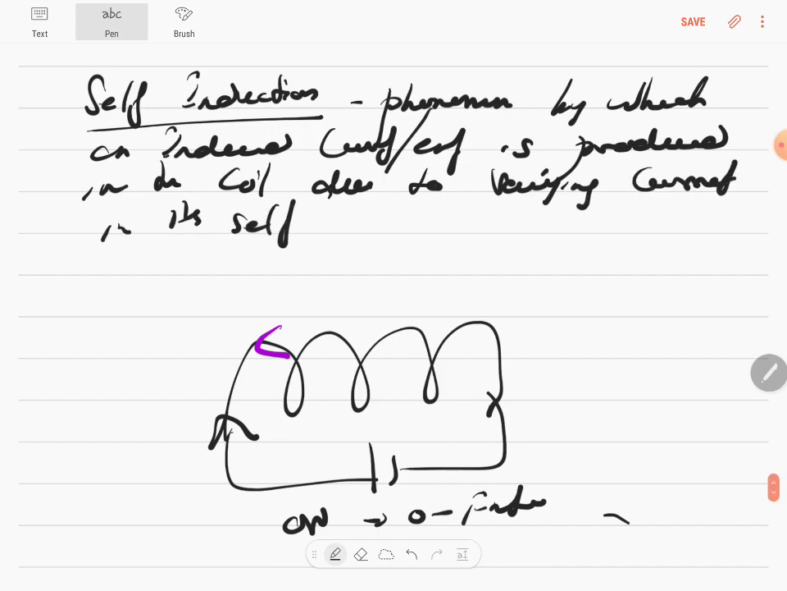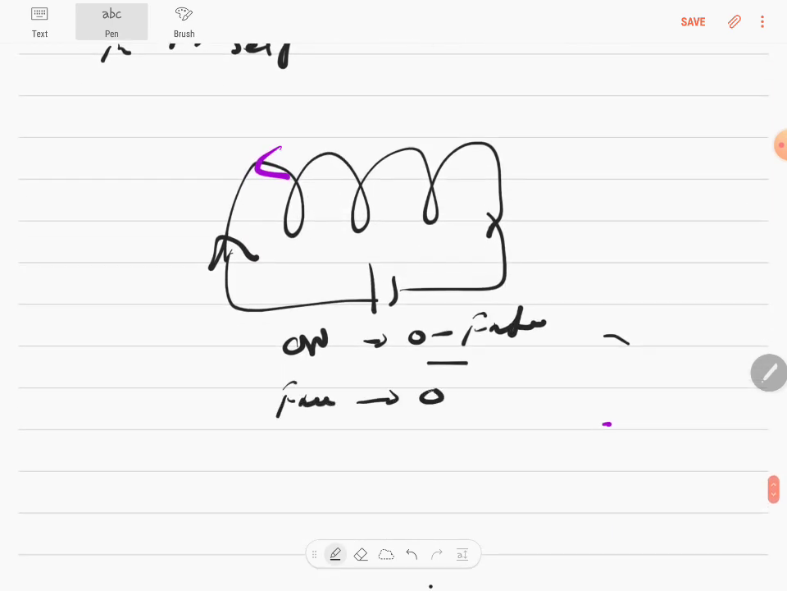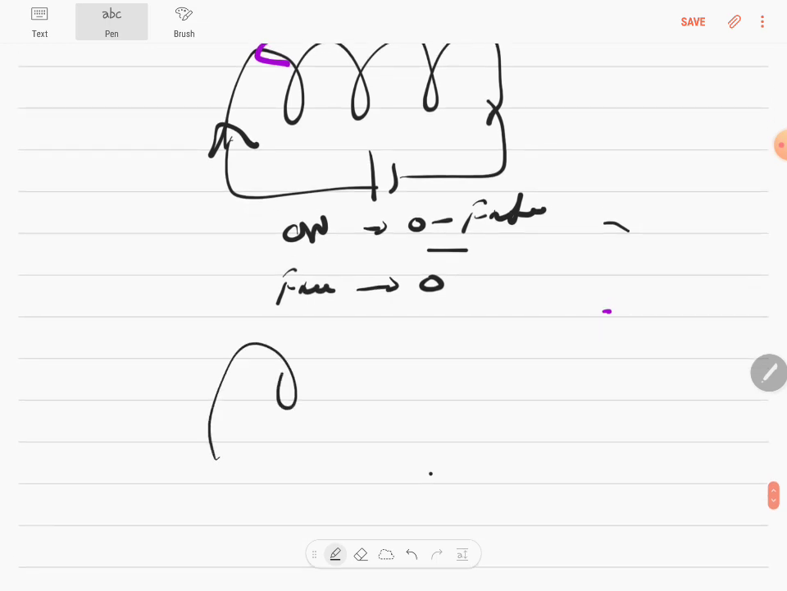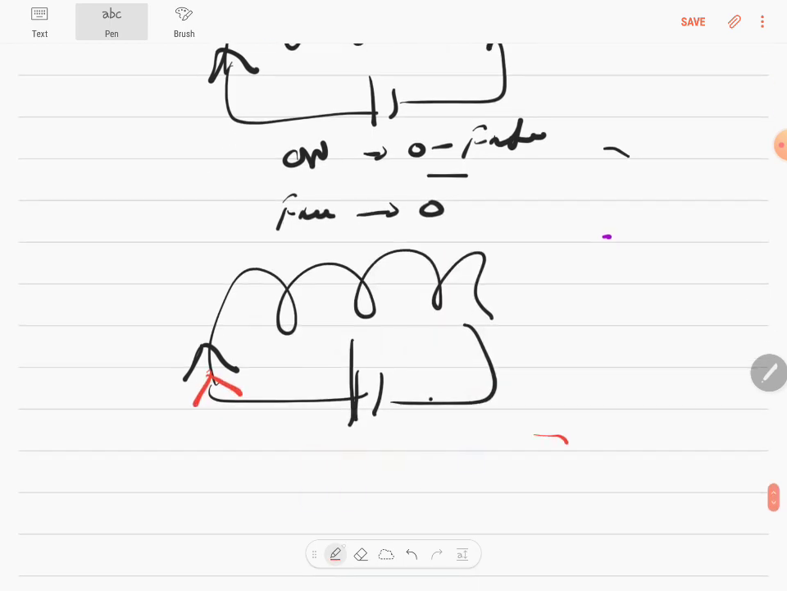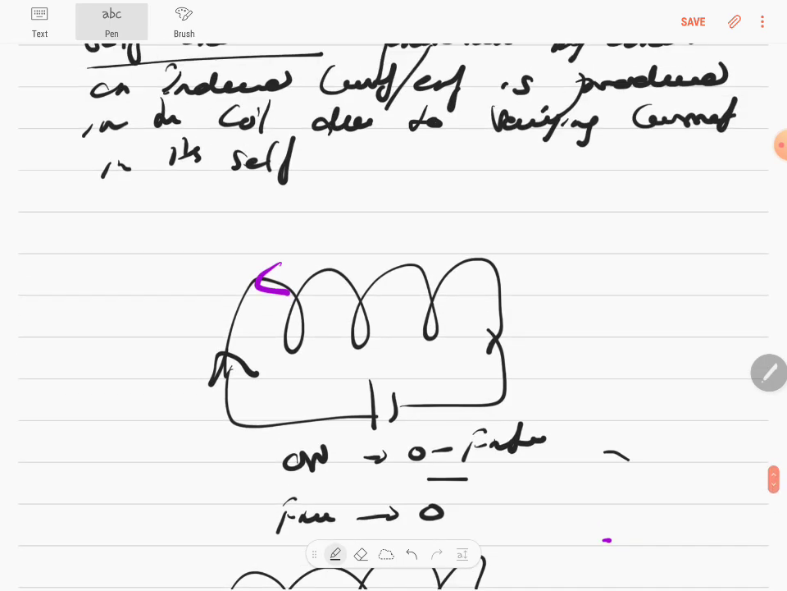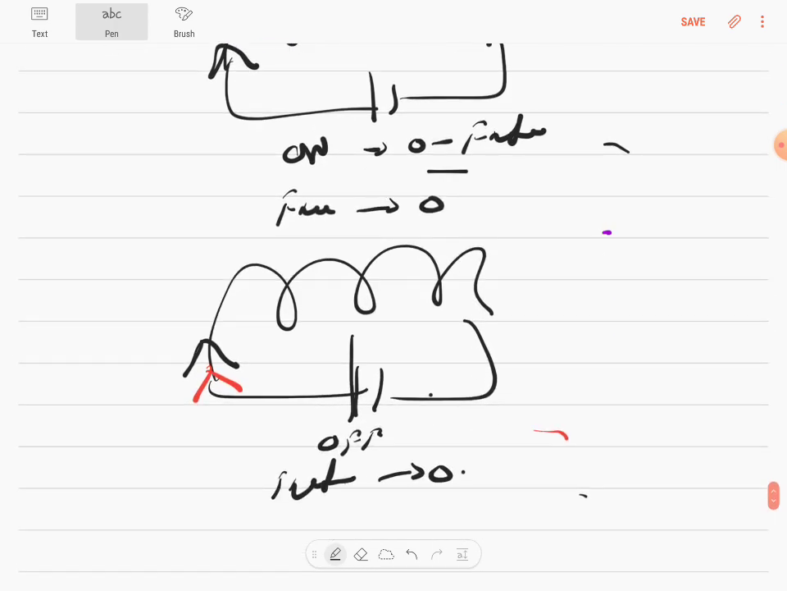Suppose you switch off, the current decreases from finite amps to 0 amps. When you switch off, the current decreases in the same direction, so the induced current will flow in the same direction to enhance it. Are you clear? This phenomenon by which an induced current is produced in the coil due to varying current in itself is known as self-induction.